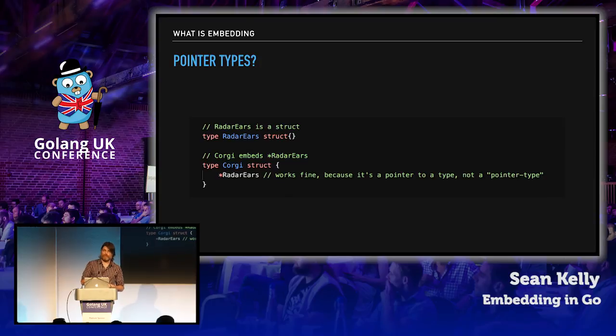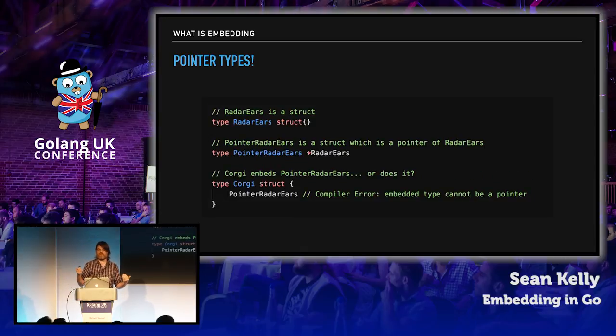So I want to address that pointer type issue. So if you have a struct like RadarEars, which corgis have, and you want to embed those into a Corgi struct, which is a perfectly valid way to compose a dog, you can do it either by using the RadarEars directly or a pointer to RadarEars, because it's not a pointer type, it is a pointer to a type. So what would be a pointer type?